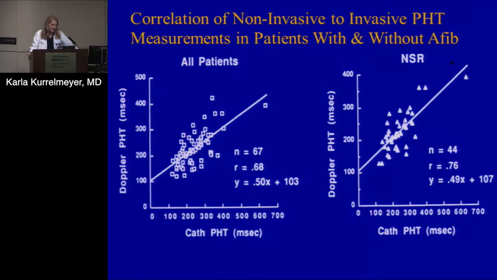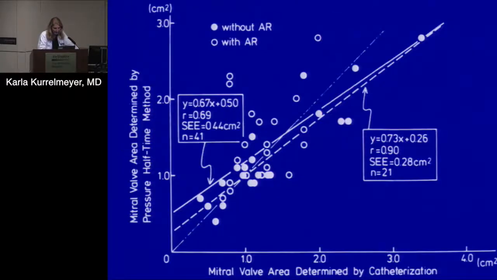So basically, this is original data showing that the correlation is much nicer in people who just have normal sinus rhythm compared to if you look at all comers, which we talked about makes sense. And this was with the aortic regurgitation data. You can see that in patients with aortic regurgitation, which is this first line, it really is going to allow you to overestimate the true mitral valve area.